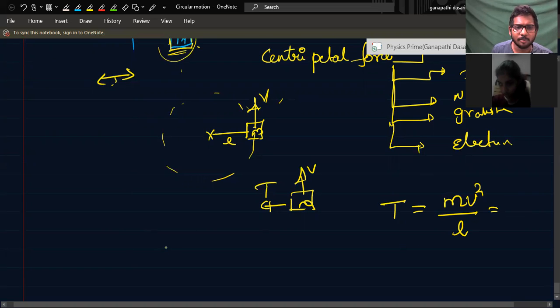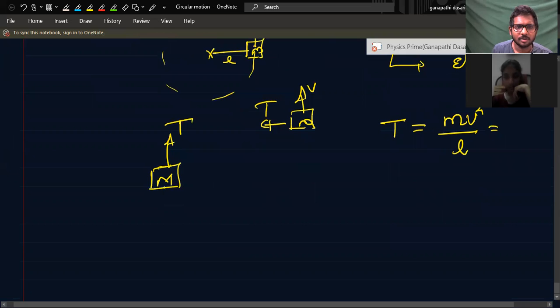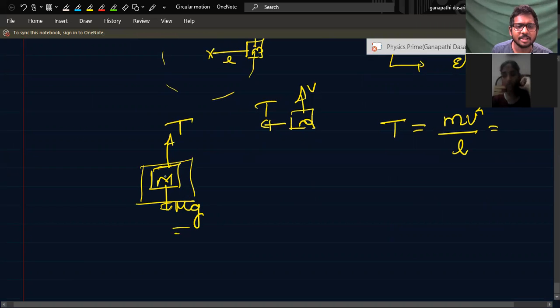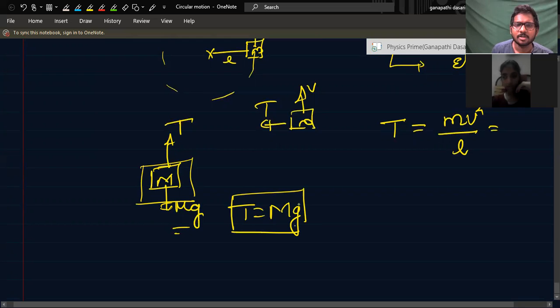Another important point: if you draw the free body diagram of this capital M, there will be tension upwards and Mg downwards. For it to be stable, it should not go upward or downward, otherwise the radius of the circle will change. So the tension should be equal to Mg. That means Mg is equal to mv square by L.